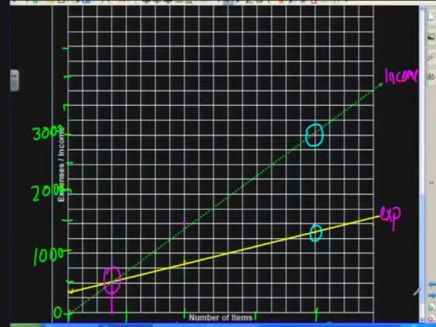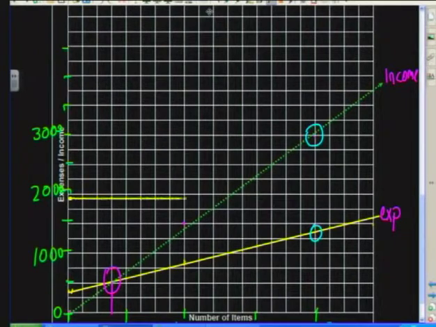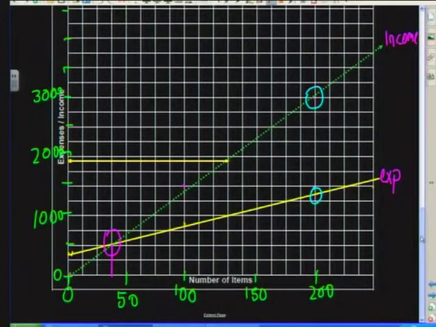And we want 1,800. So I'm going to see if I can get a color. We'll use yellow. 1,800 is about there, and I draw a line across. It is my income that I want. How many must I sell? And there's the amount. So I'm going to read that value off there.